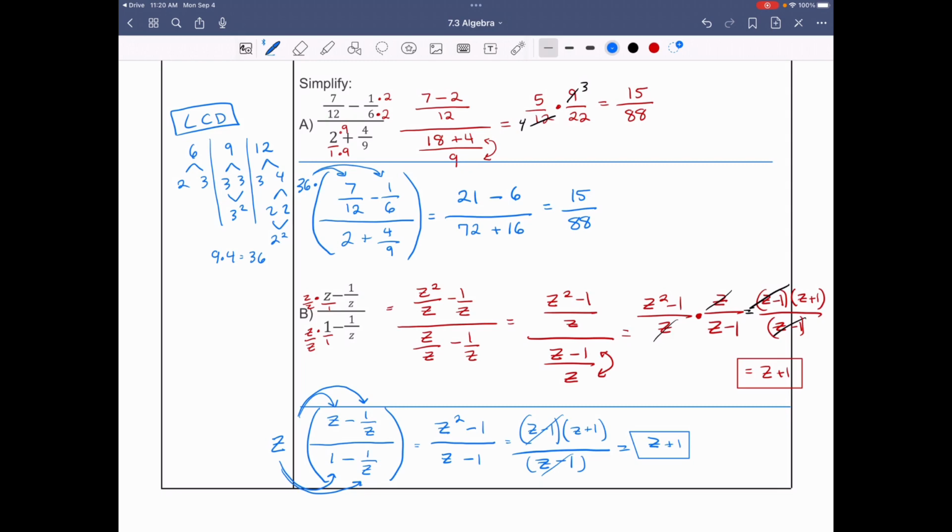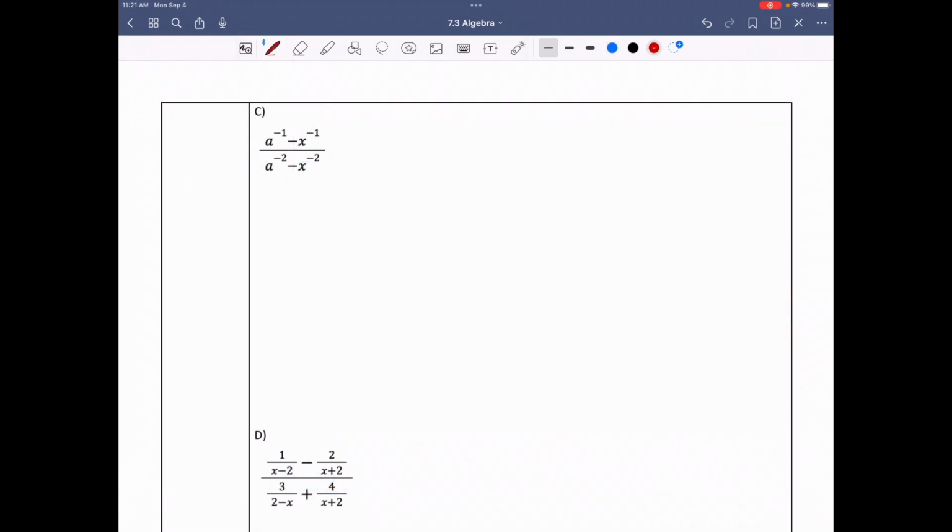Okay, when you're ready, turn your page. In this example, we have to rewrite this problem without negative exponents. So I'm going to write this as 1 over a minus 1 over x, over 1 over a squared minus 1 over x squared.